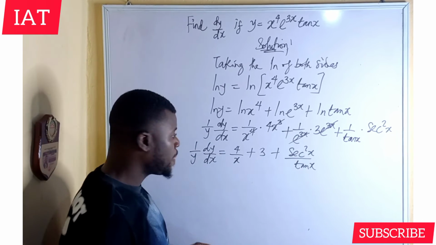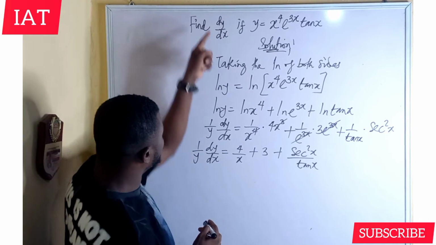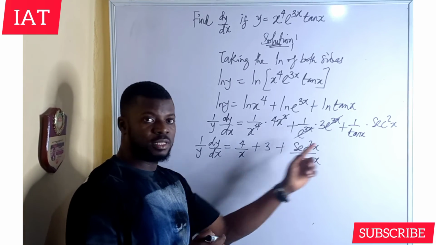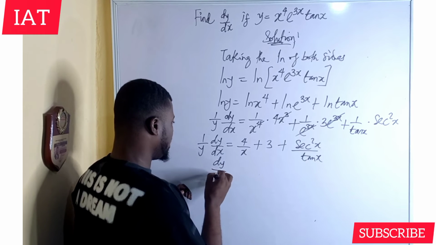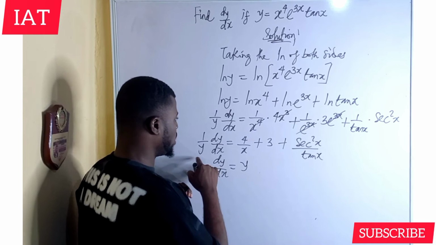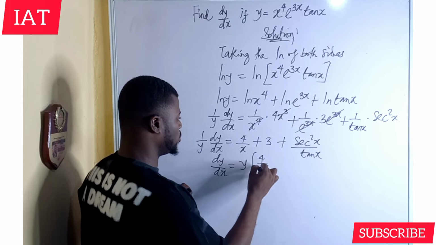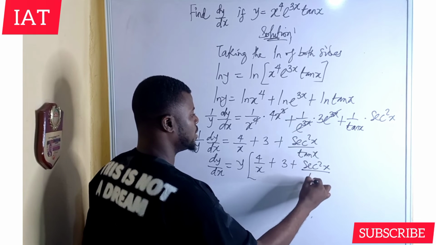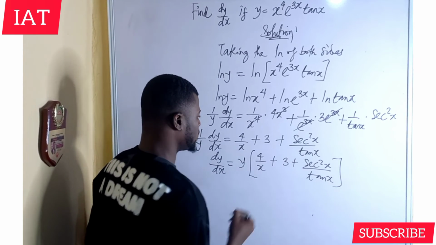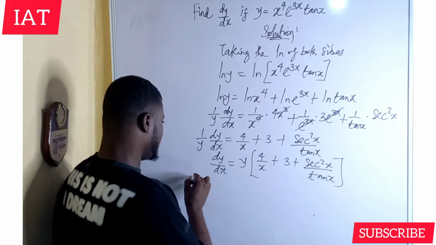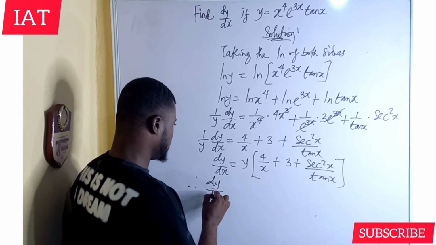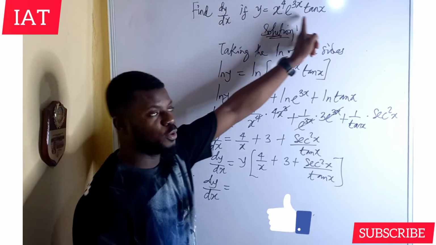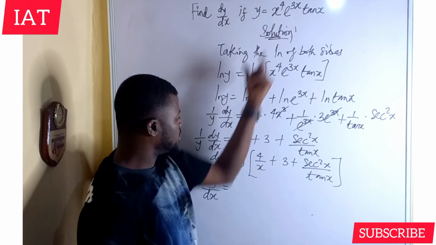Hope that makes sense. So the next thing we're going to do, remember we are looking for dy over dx. So we're going to cross multiply this y over to this part. So we have dy over dx equal to, this y is going to multiply the whole of this expression, 4 over x plus 3 plus sec square x all over tan x. So what is this y? Remember that from the equation, y is equal to the whole of this expression. So you're going to substitute this in place of y.